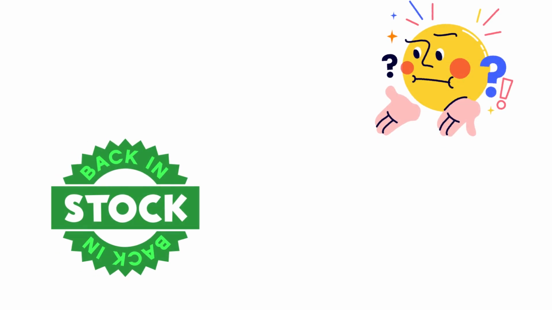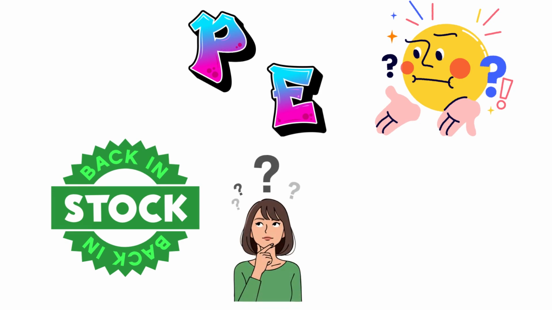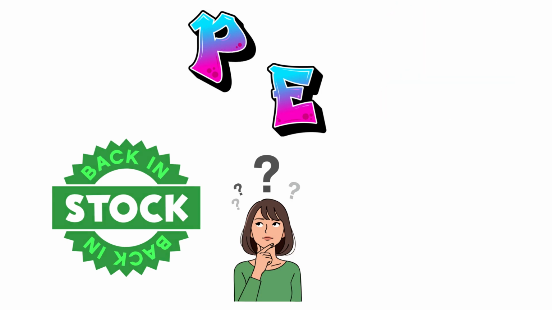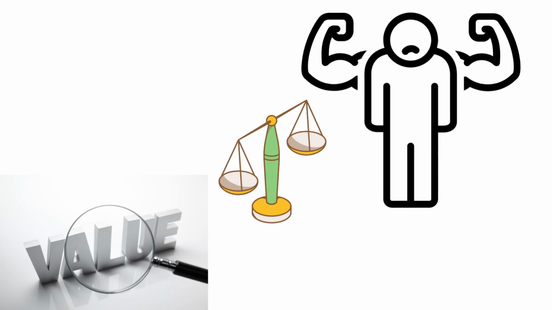Ever looked at a stock and seen P/E 25 and thought, what does that mean? Is that good or bad? Don't worry. By the end of this video, you'll know exactly what the PE ratio is, how it's calculated, and how it can tell you if a stock might be undervalued or overpriced. Let's keep it simple. No confusing math, just easy investing sense.